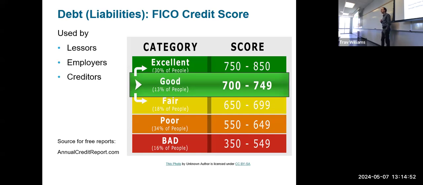People who can't get it together, their score totally reflects that. Yeah. So you think it's pretty accurate? People who handle their money better are going to have a better credit score, and people who don't are going to have a bad credit score. Yeah. In general.